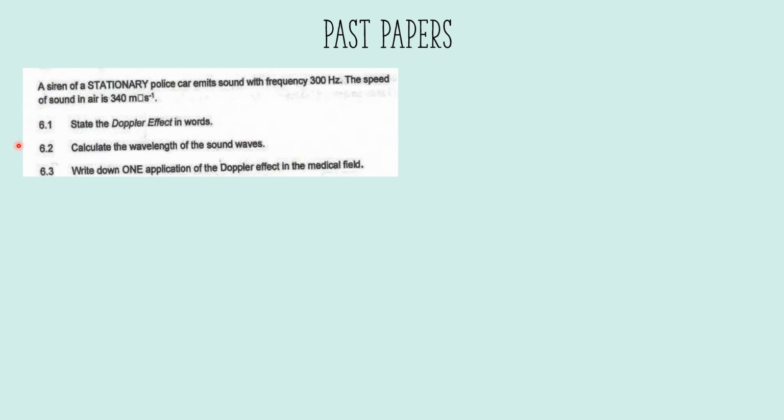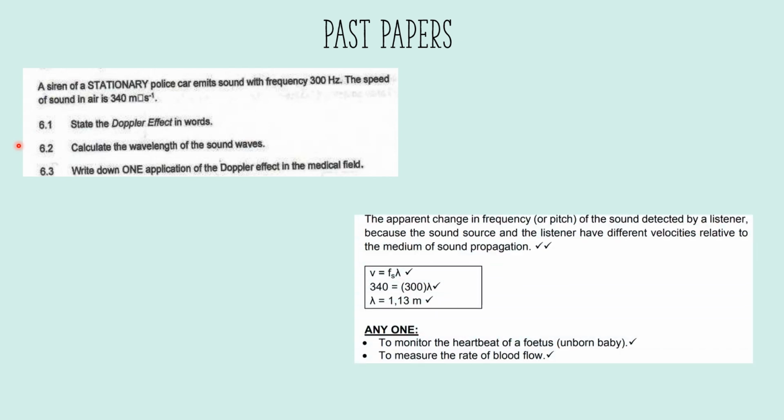The wavelength equation is in your datasheet that you will be given. Here's the definition if you want to take note of it, and this is how we calculate wavelength. 340 because they told us the speed of sound in air is 340, and 300 because that is the frequency that the police car emits. And you just solve for wavelength, making wavelength the subject of the formula.